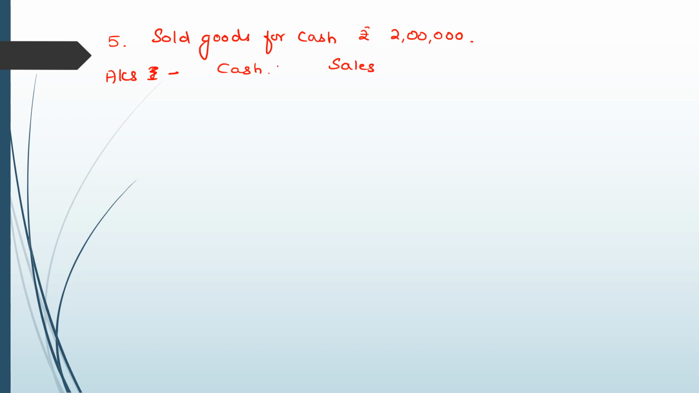Final one. Sold goods for cash, rupees 2 lakh. Now here, what are the accounts involved? The two accounts involved are, you are selling goods for cash. So you're going to get cash when you sell, and there is sales. So these are the two accounts involved, cash account and sales account. Hope you were able to identify those accounts. Now, what type of account? It will come under which category? Cash account comes under asset account. Sales account would come under revenue account.